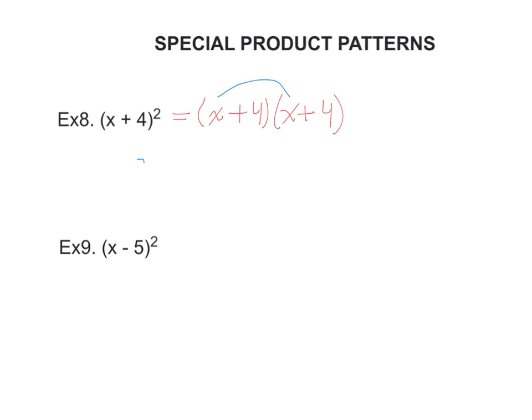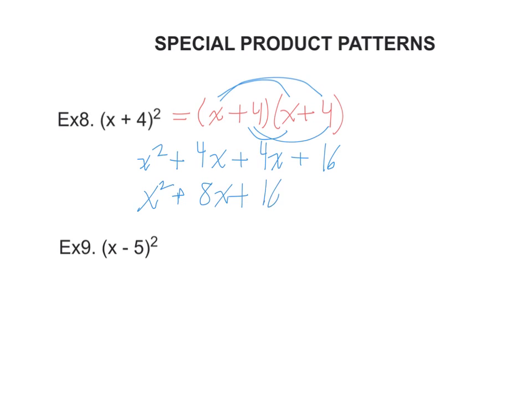When we FOIL, you'll notice how the outside and the inside actually become the same thing. That's no coincidence. That's always going to happen. Because of that, this number always gets doubled. So that number became an 8. Again, no coincidence. It's always going to get doubled there in the middle.